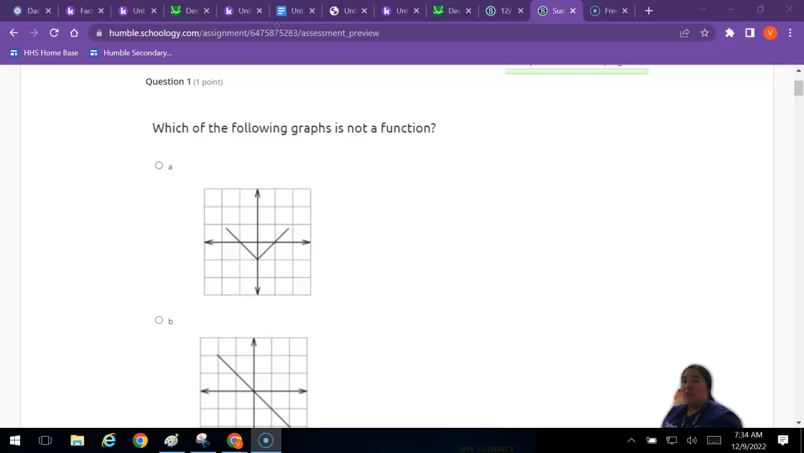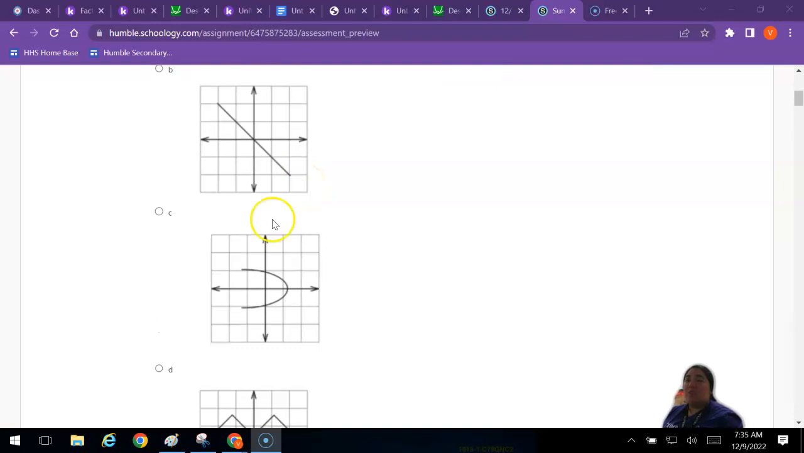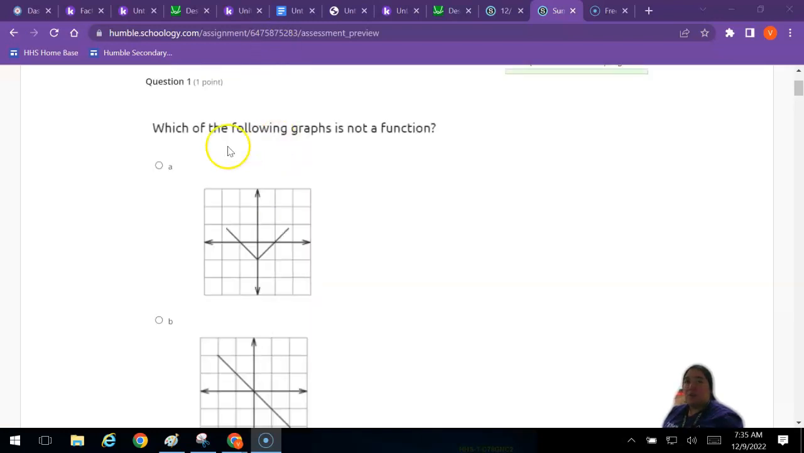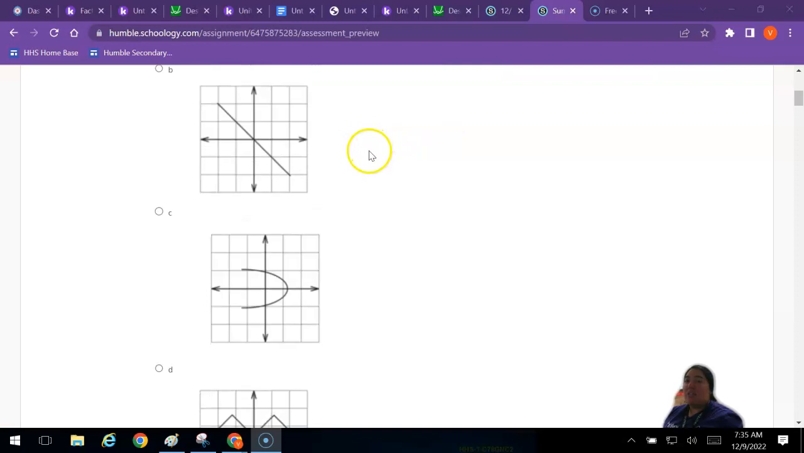If I do it this way, pretend I have my pencil, go along, it'll only touch once. Same thing for B. It'll only touch once, right? If it touches 2 times, it's not. What about here? If I go along it with my pencil, how many times will it touch? Twice, right? So which of the following graphs is not a function? My letter is going to be letter C, this one, because if I do a pencil like that, it touches more than once. Not a function. That means that for every x, I get more than one y.